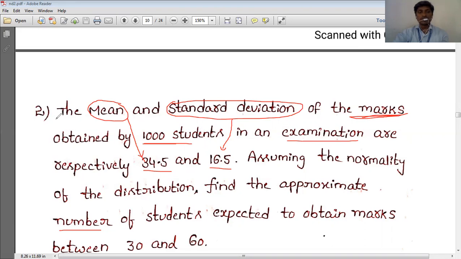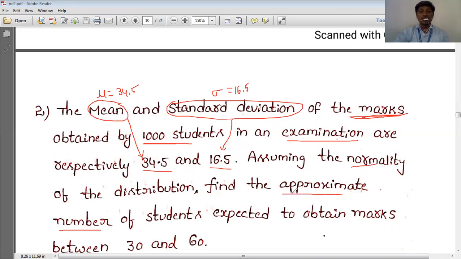So first, they mentioned the mean as well as the standard deviation. In symbolic notation, the mean is mu and the standard deviation is sigma. It means mu is equal to 34.5, and the standard deviation sigma is 16.5. This is the information they give in the first two lines. Next, assuming the normality of the distribution, here the distribution is normal distribution.